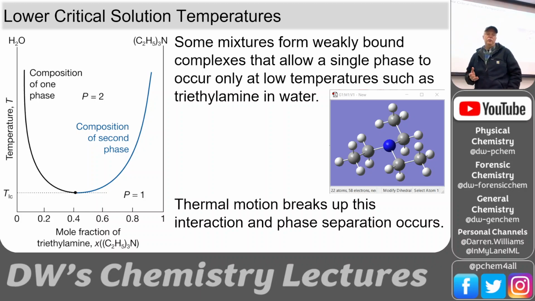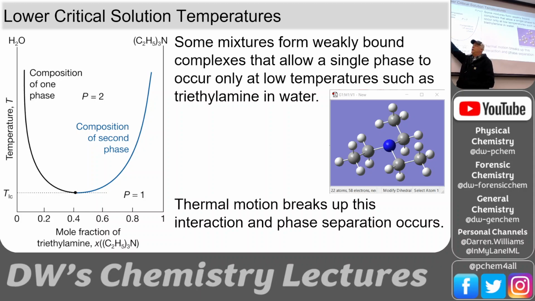Okay, then we can have lower critical solution temperatures. So this is really strange. This is a mixture of triethylamine and water. This is pure triethylamine over here on the right, pure water over on the left. You see again, homogeneous if you're on either side of that, heterogeneous in the middle. Below the lower critical solution temperature, it's miscible. Miscible means that there's no phase separation at any concentration. When you get above that temperature, it's not miscible. You have regions where it's homogeneous, over on the left and over on the right. But if you're in the middle concentrations, then it's heterogeneous.